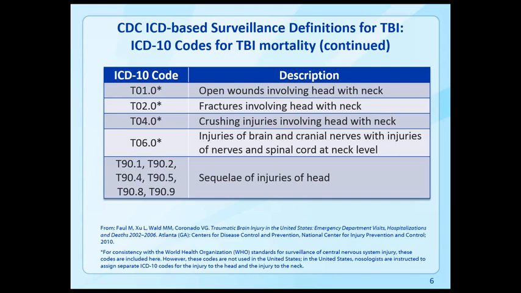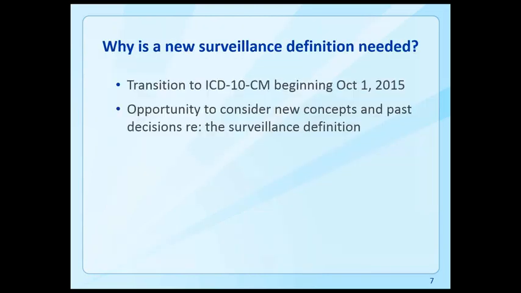You'll also see in that final row that there's several codes that involve sequelae of head injuries. And what that means is that the head injury might have happened in the past and the person died years later of some consequence of that head injury. Next slide, please.